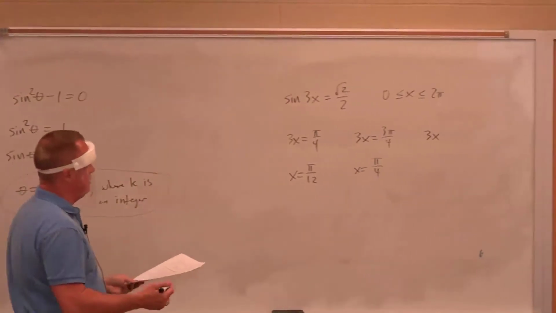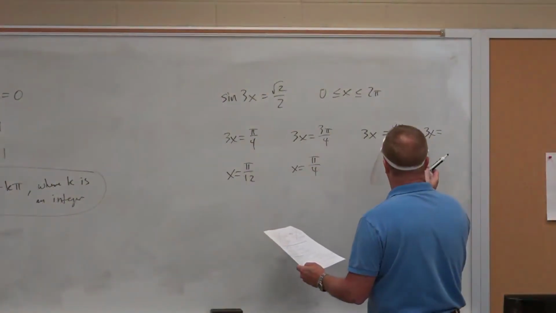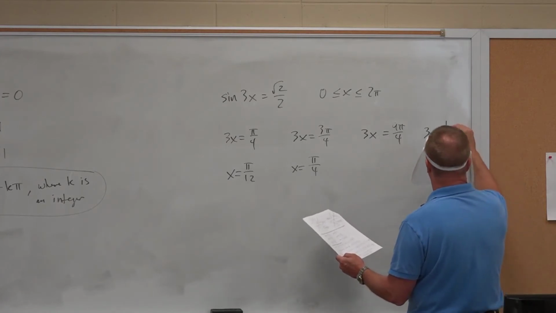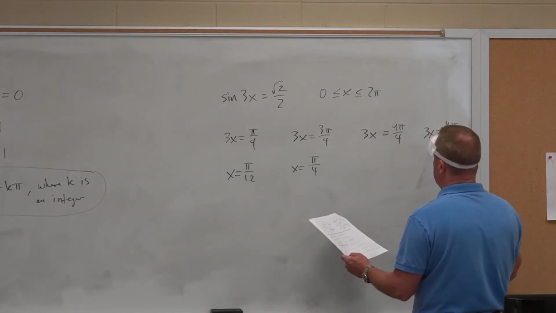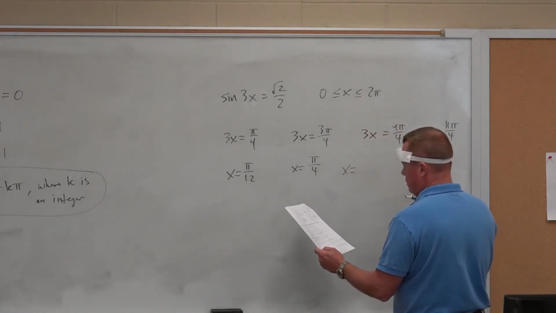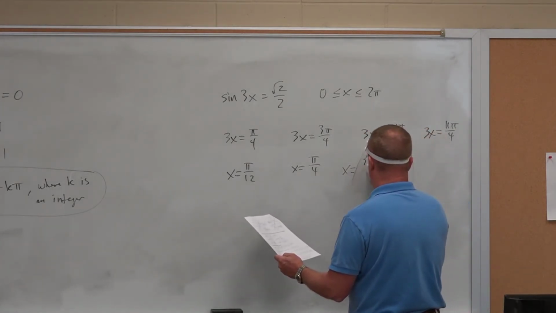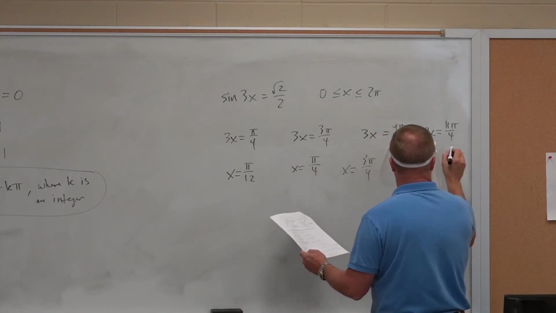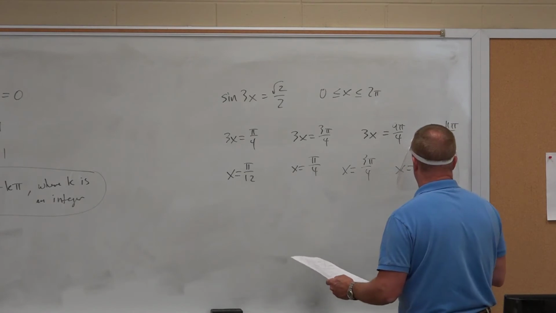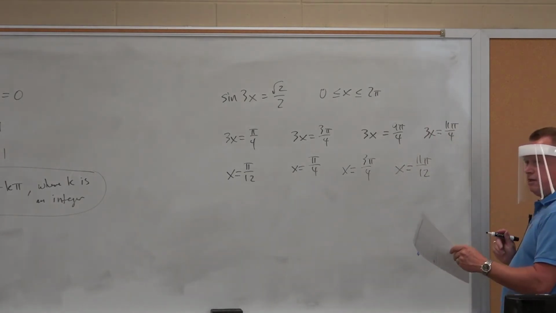So how could you do that? Well, you could do what I was doing and write all those out, and then I would have 10, 11 pi over 4. So that would give me x equals 9 pi over 12, which is 3 pi over 4. Divide by 3 here, that's going to be 11 pi over 12. Is that all of them, you think?